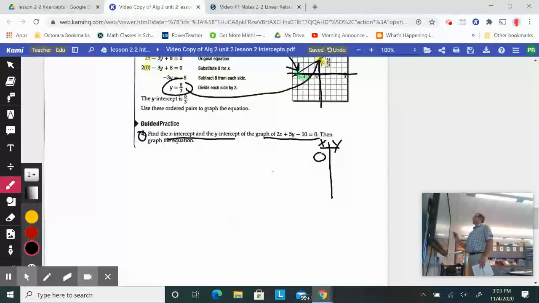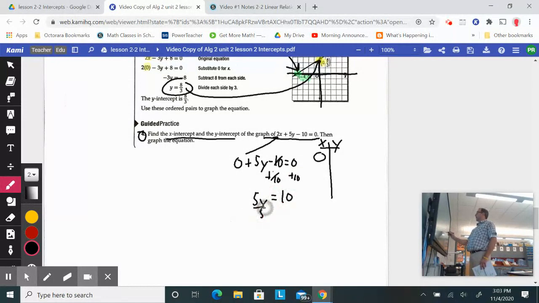That's the input. So if I put in a 0 for the x, 2 times 0 is 0, plus 5y minus 10 equals 0. I'm going to add 10 on both sides. These cancel out. 5y plus 0 is 5y. 0 plus 10 is 10. Divide by 5 on both sides. And my output is 2. So 0, 2. Okay, I'm sorry, that is the y-intercept.